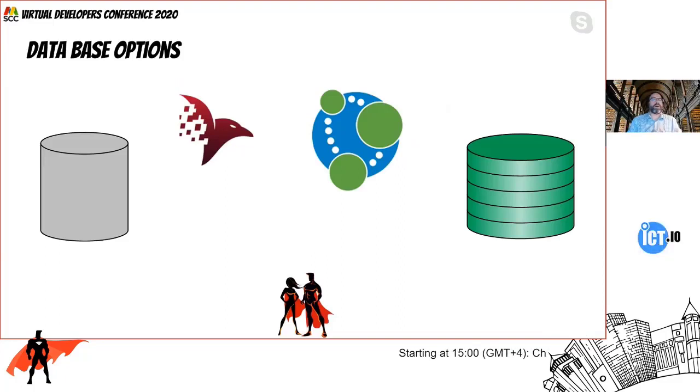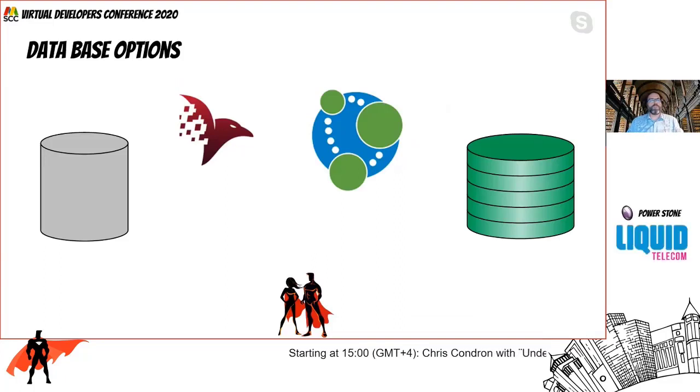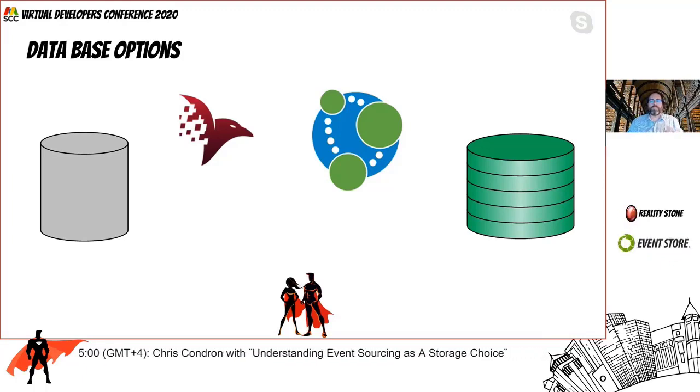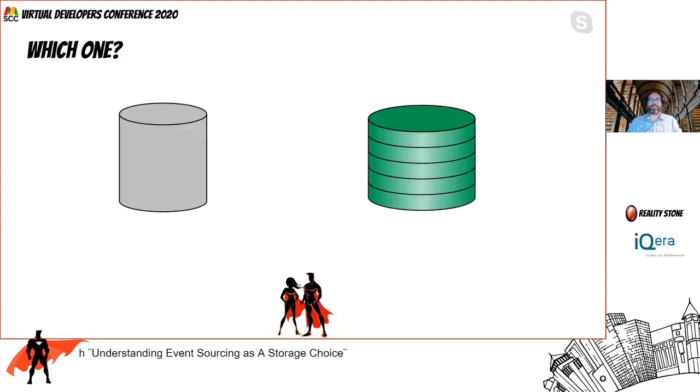So today I'm going to talk about traditional relational databases. RavenDB is one of the document databases you can use. Neo4j is a graph database. And on the right is the way I represent event stores, as a stream database, with a stack, a queue and a database sort of bolted together.